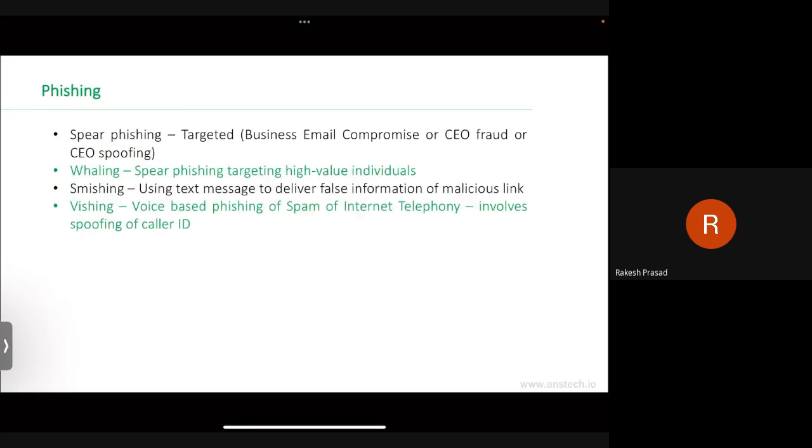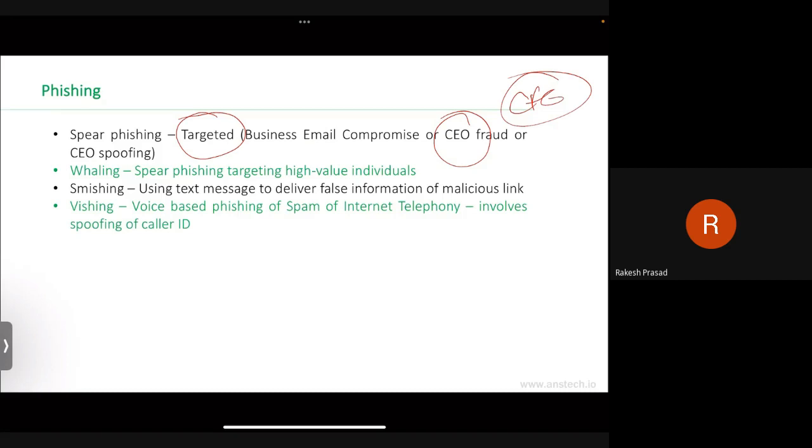Okay. Phishing is of four types. You should know this: spear phishing, whaling, smishing, and vishing. Spear phishing, targeted. This is the keyword, target. If it is a targeted mail to a high level CEO or CFO, it is called spear phishing.